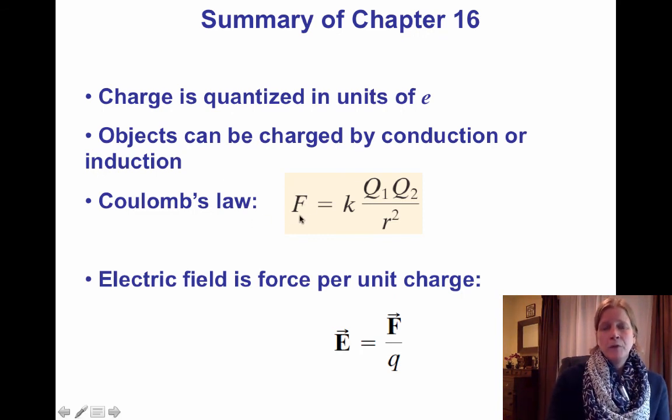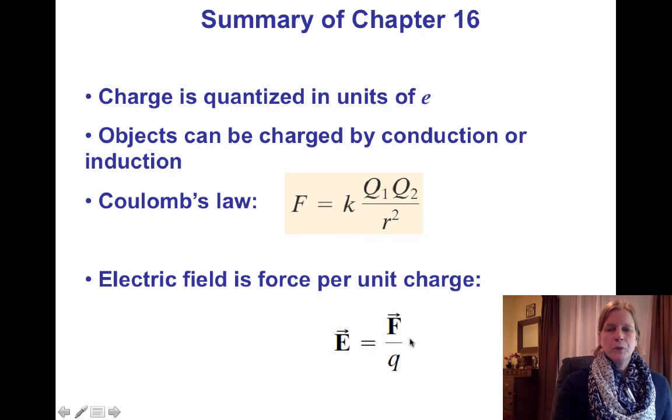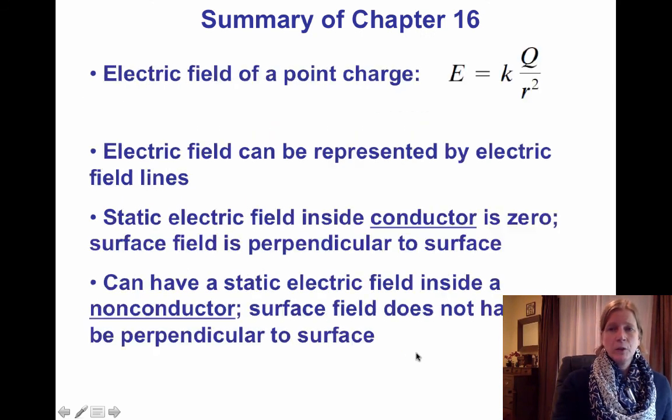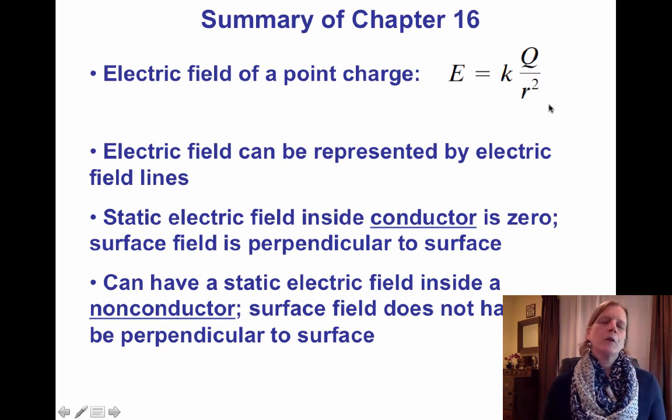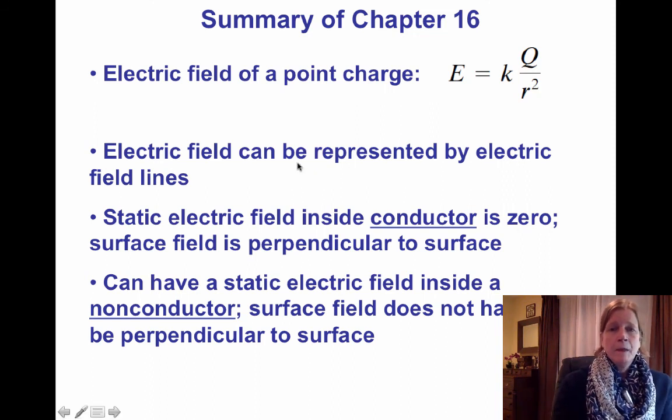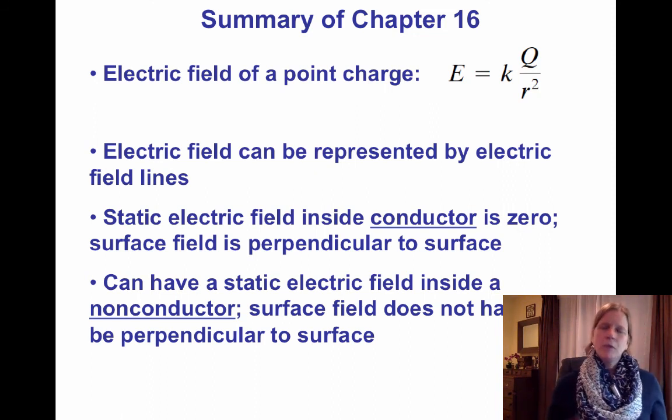Coulomb's law. The force that two charges exert on each other is K, that constant, 9 times 10 to the 9 newton meter squared per coulomb squared, times the product of the two charges divided by the distance between the two charges squared. Electric field is force per unit charge, so you can write it as E equals F over q. Or for a point charge Q, the electric field is kQ over r squared, and we're able to derive that fairly readily. Electric field can be represented by electric field lines. Field lines go radially outward from positive charges, inward to negative charges, and if you have a positive and negative charge, they go from positive to negative.